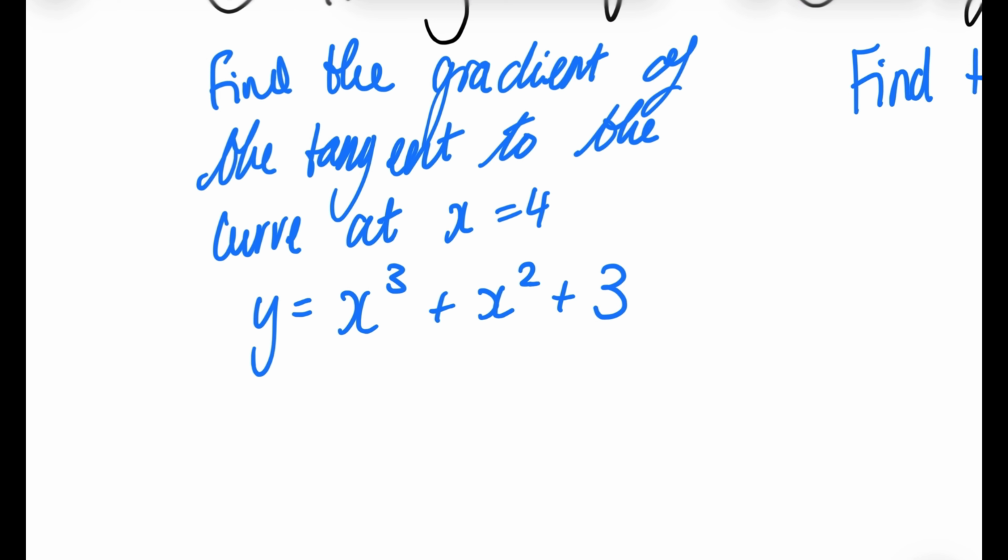If you remember, gradient is rise over run. That's only if you're working with a straight line. But if you're working with a curve, then of course the gradient is going to be variable. Finding the derivative can help us know the gradient at a specific point.